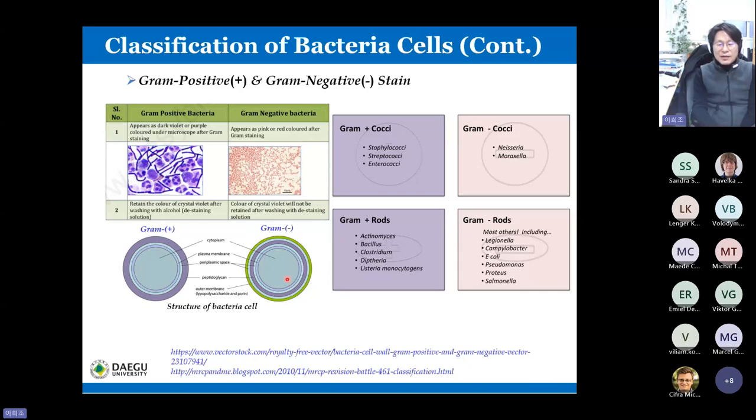From the viewpoint of biological structure, gram-negative bacteria have an outer membrane. However, gram-positive bacteria do not have an outer membrane. It is a crucial point for understanding bacteria identification. This figure shows representative gram-positive and gram-negative bacteria types, cocci and bacilli. These correspond to the gram-positive cocci. This bacteria is gram-negative cocci.